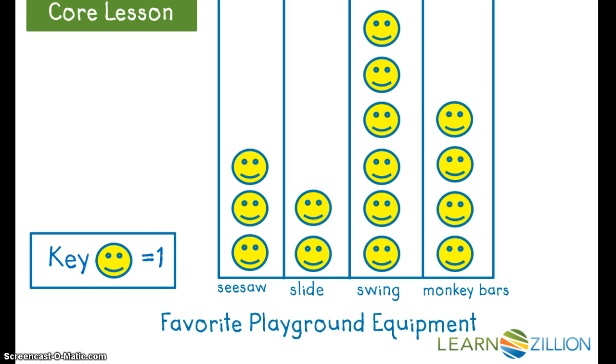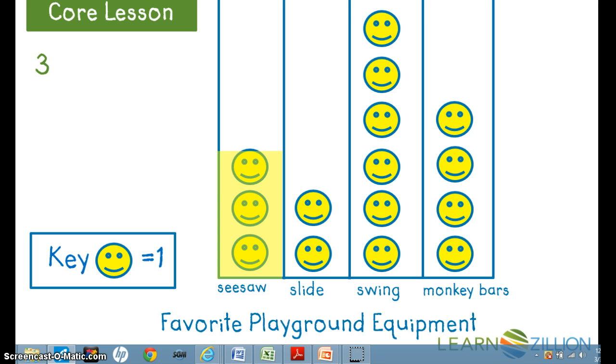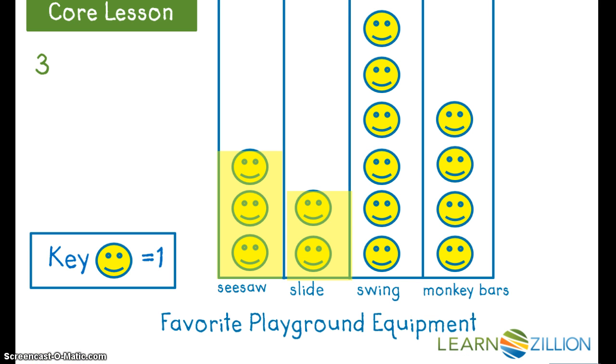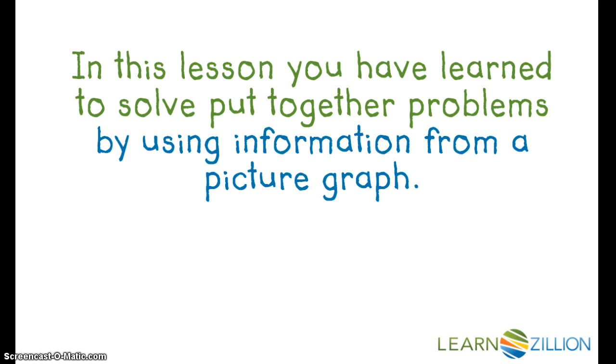How many students voted for the seesaw and the slide? 3 students chose the seesaw, and I see that 2 students chose the slide. So 3 plus 2 equals 5. In this lesson, you have learned to solve put-together problems by using information from a picture graph.